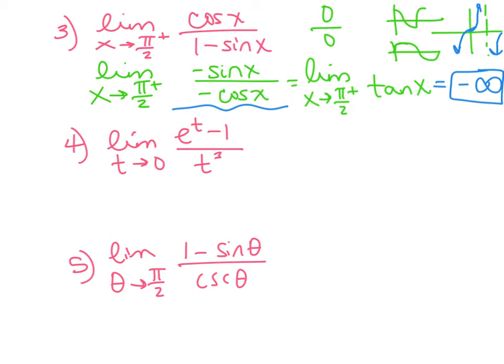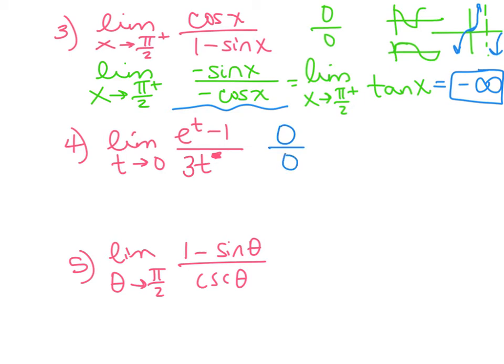Okay, number 4, the limit as t approaches 0 of e to the t minus 1 over, oops, I just realized I wrote that wrong. It should be over 3t. All right, so let's approach this. If I plug in my 0, I get e to the 0, which is 1, minus 1 is 0, over 3 times 0 is 0.